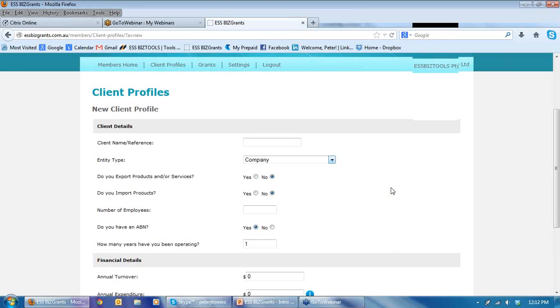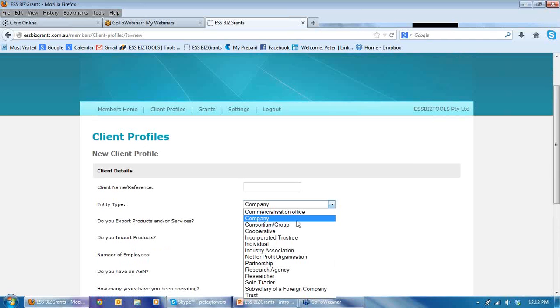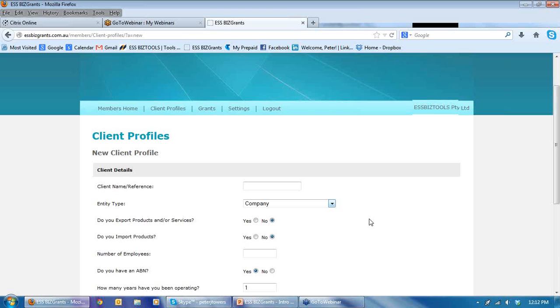I'll move that a bit too quick. Undoubtedly, the most popular entity from a government, especially the federal government's point of view, is a company, but it could have been any one of these other areas. In some instances, some of these other entities are eligible for some grants. But I have to say that for the majority of the larger grants, an applicant has to be a company.